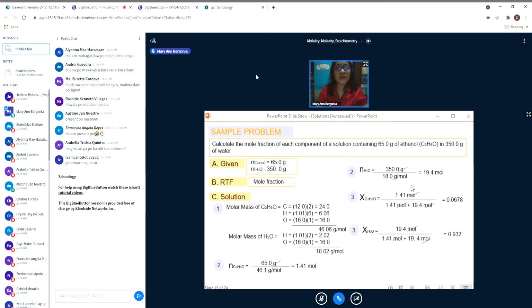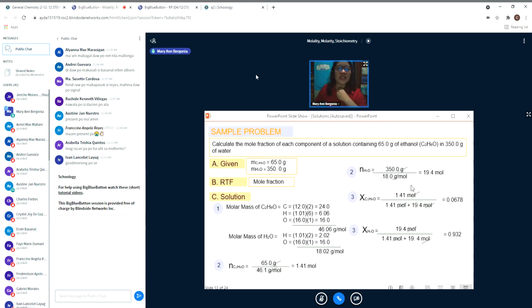Kung titignan ninyo sa book, kung meron man kayong book na ginagamit natin sa Phoenix at sa iba pang mga resources, hindi nila ganyan pinapakita yung computation. Yung iba merong value ng molar mass, magugulat kayo kung saan galing, saan nakuha, and so on. So kapag nag-discuss ako ng computation, pinapakita ko talaga kung saan nakukuha yung value, hindi siya biglang sumulpot.